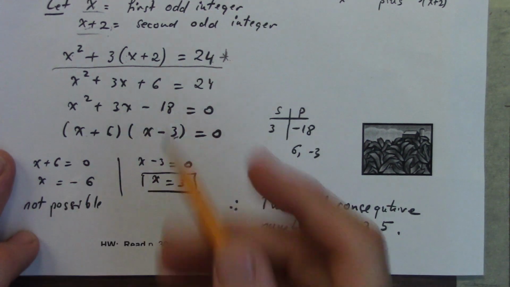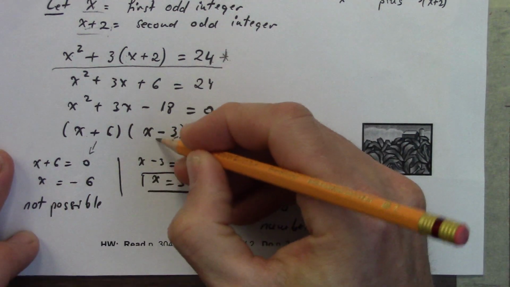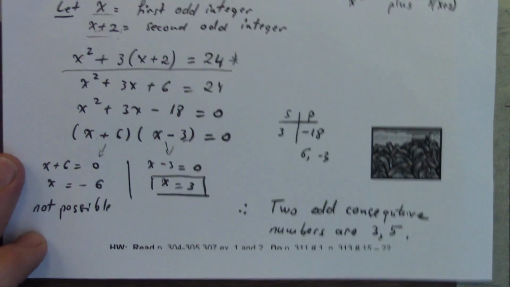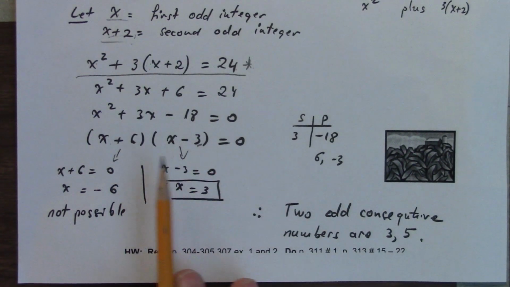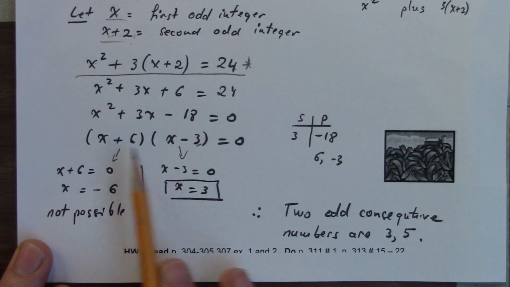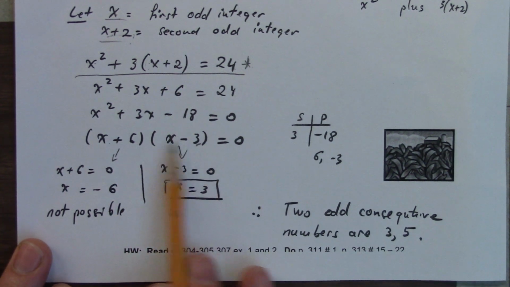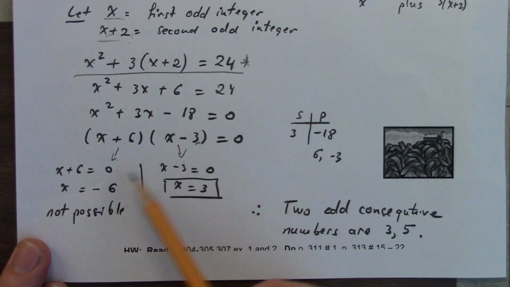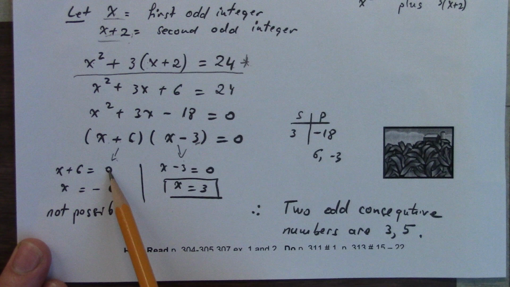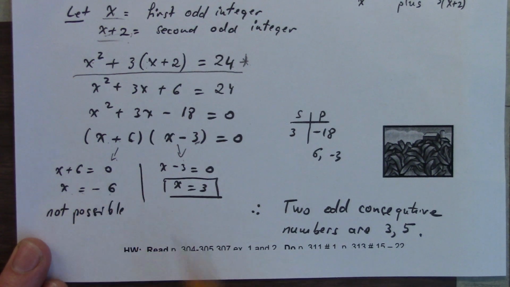Now we have 2 cases once again. And we know why we have 2 cases, because anything times 0 is 0. So if this is true, if that's 0, this whole thing is true. If this is 0, this whole thing is true. So therefore, we need to consider both of these cases. So when I solve for x plus 6 is equal to 0, I get x equals negative 6.